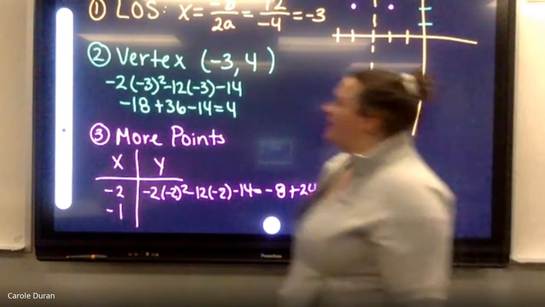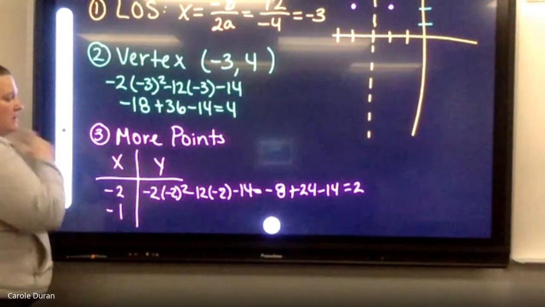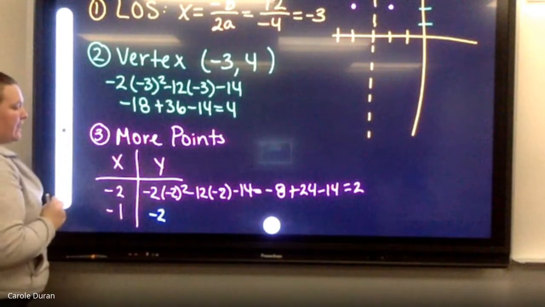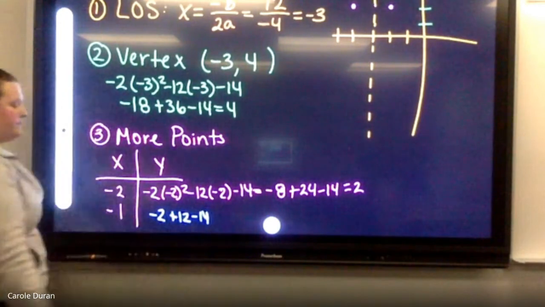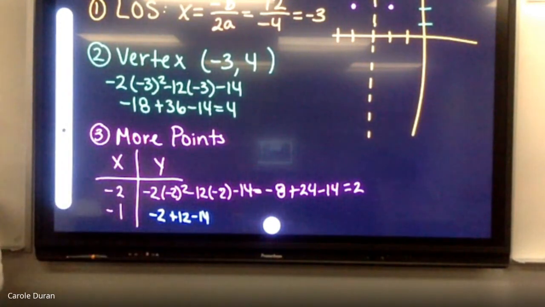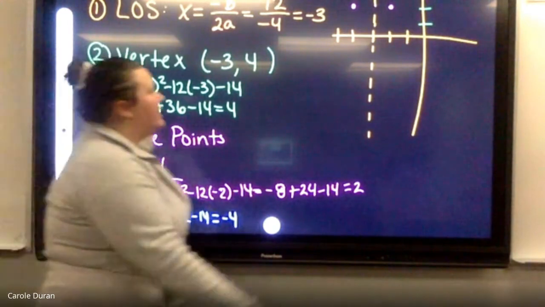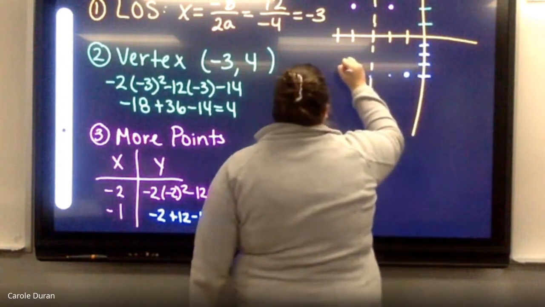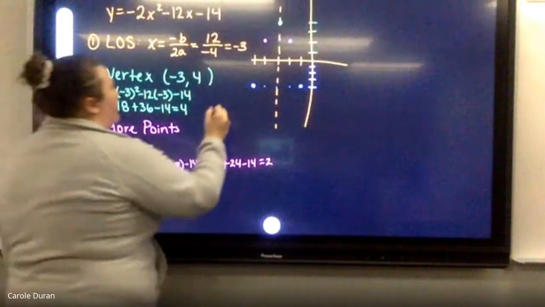And then I go ahead and plug in -1. -1 squared is 1 times a -2 is -2. -12 times a -1 is positive 12. And then minus 14, which leaves me with what? -4. So then I go to -1, -4. And I find its match on the other side. Then I have 5 points, and I can draw my parabola.